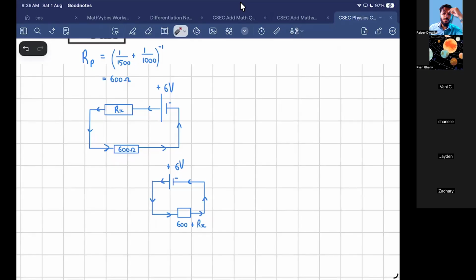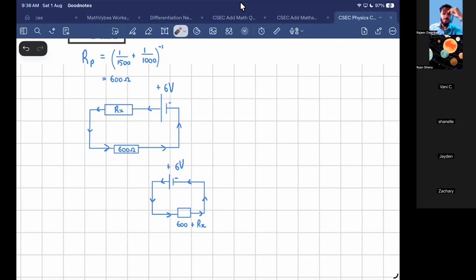Series. They are in series. If two resistors are in series, you simply just do what? Add. You just add the resistances. That's all you do. You just add. Do you all understand that? You just add.